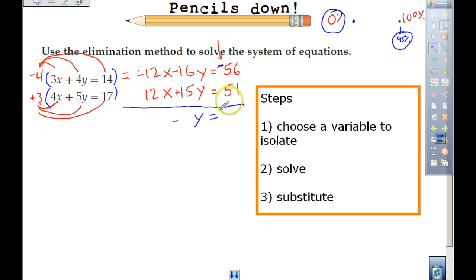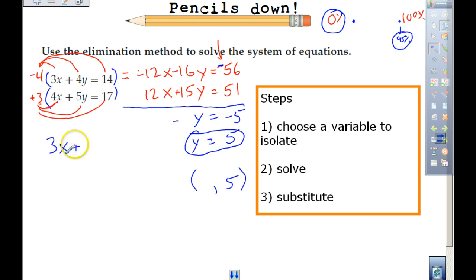All right, so here we go. Negative 56 plus 51 is negative 5. Negative y equals negative 5, so y is 5. Divide both sides by negative 1, or multiply both sides by negative 1. There we go. Plug y equals 5 into either equation. Doesn't matter, you'll get the same thing. 3x plus 4 times 5 is 14. 3x plus 20 is 14. Subtract 20 on both sides. Get 6.